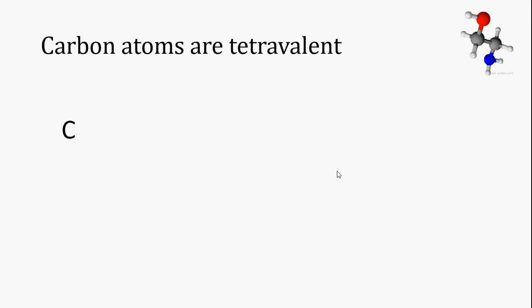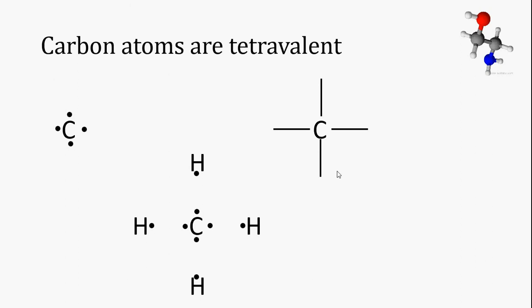Carbon atoms are tetravalent. Carbon has 4 valence electrons, and in its Lewis symbol, those electrons appear unpaired. Carbon can use each of those electrons to make 1, 2, 3, 4 covalent bonds. Methane, CH4, is an example of a molecule where carbon is forming 4 covalent bonds.